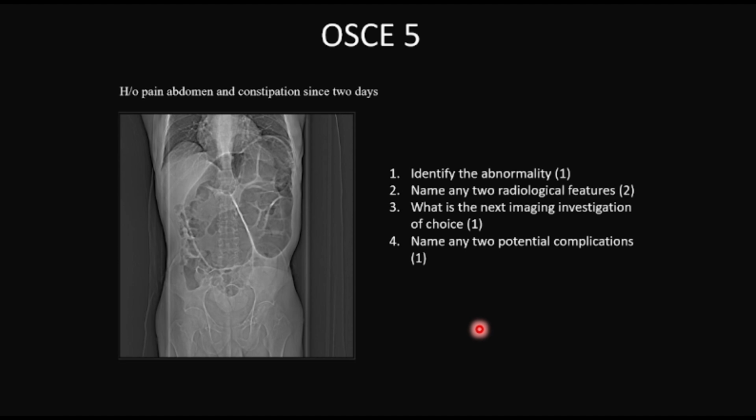First is to identify the abnormality. Next, name any 2 radiological features. What is the next imaging investigation of choice? Name any 2 potential complications.